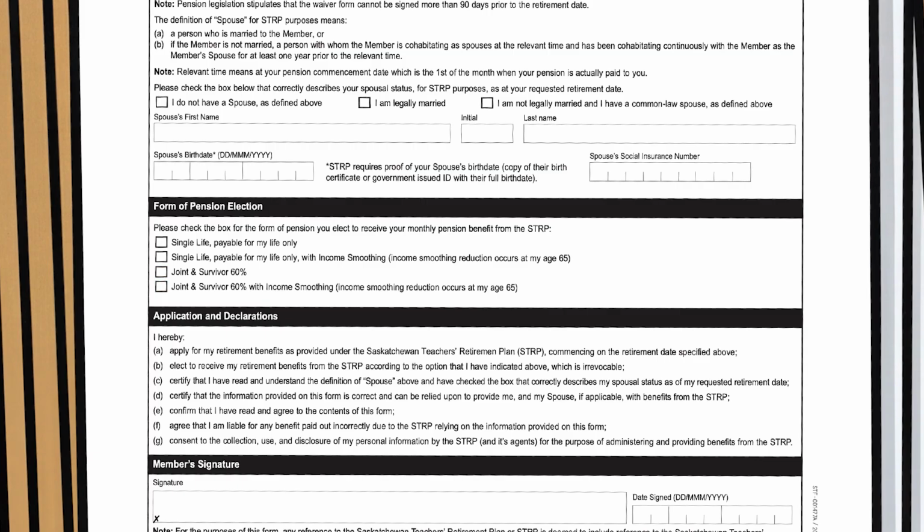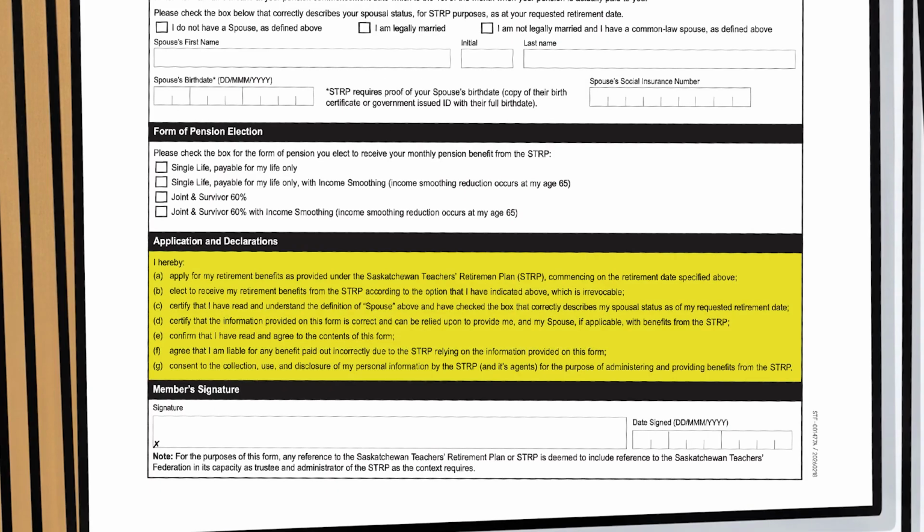Select one of those options on the Application for Monthly Retirement Pension Benefits form. Please keep in mind that once you've made this decision and you start receiving your pension, this decision can't be changed. Finally, read through the application and declarations and sign and date the bottom of the form.